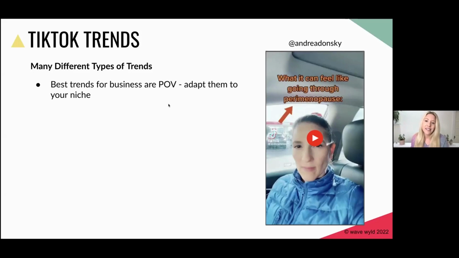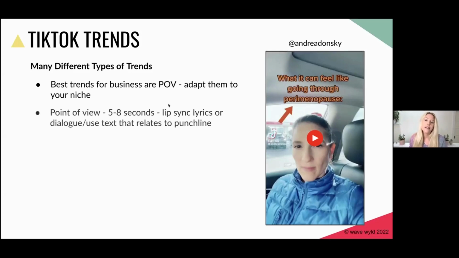And you do see these trends now, they've translated over to Reels and other platforms. But if I lost you at POV, here's what it means. A POV trend, it means point of view. They are typically videos that are 5 to 8 seconds, very, very quick videos to make. And they contain either dialogue or lyrics that you're going to lip sync. Now, in that dialogue or lyrics, there is generally some sort of punchline, right? So when you listen to it, you get an idea of what the punchline is.